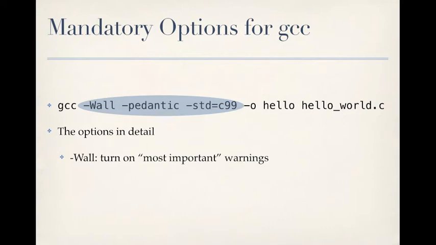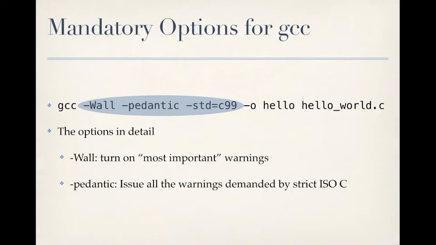which are then reported. The -pedantic is pointing in a similar direction. It issues all the warnings demanded by strict ISO C. Here it may be interesting: what is ISO? ISO is the International Standards Organization, which is in charge of defining standards for C.